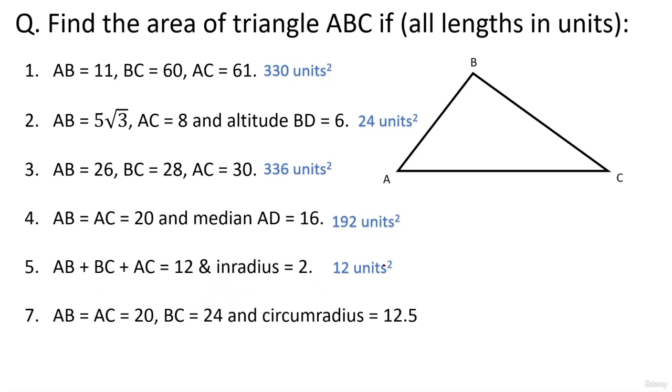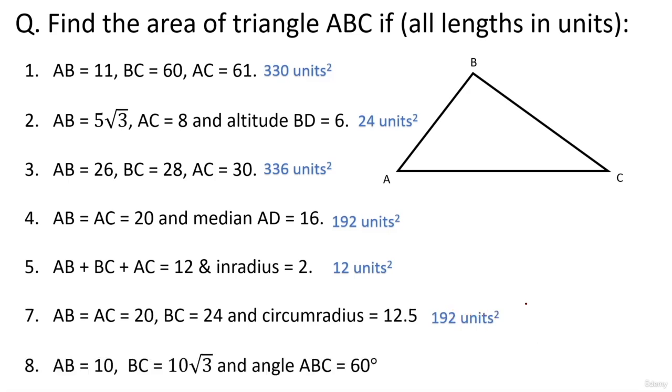Next one. AB is equal to AC equals 20, BC equals 24, and circumradius is 12.5. Okay, multiply the three sides. Product of the sides divided by 4 times the circumradius is the required area, right? So 4 times 12.5 will be 50. 5 5 0 0 cancel. 5 4s are 20, 4 2s are 8. 8 times 24. Again, the answer is 192 units square. Let's go on to the last one, guys.